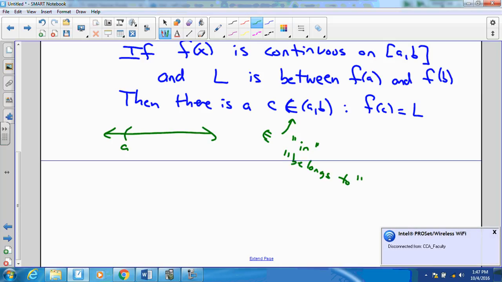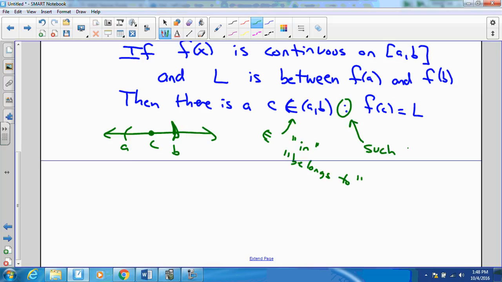And the picture that I have is that I have A and B like this, and I'm going to pick a C that is somewhere in between. So C is an element of, or is in, or belongs to the interval A to B. And the colon right here is pronounced "such that".